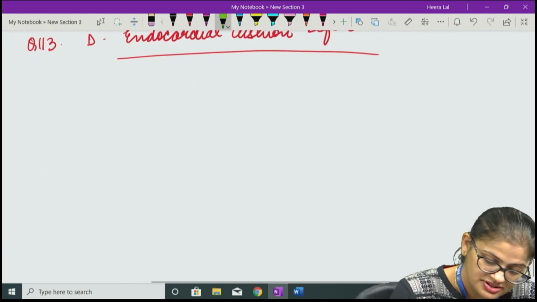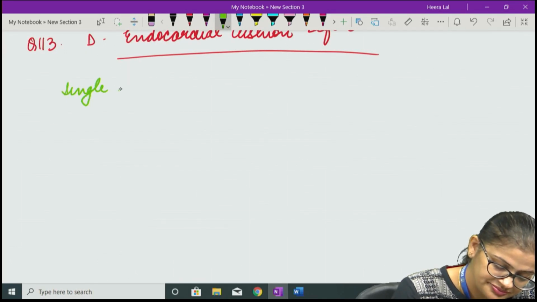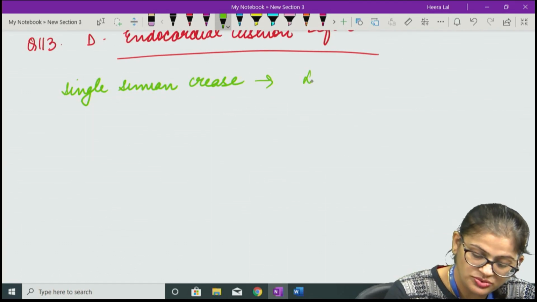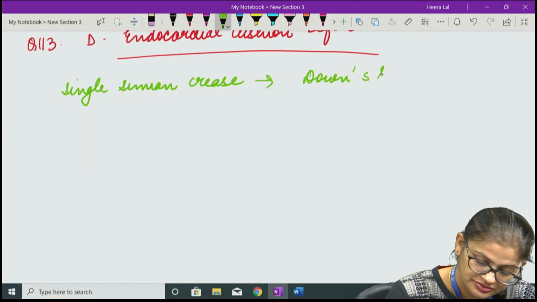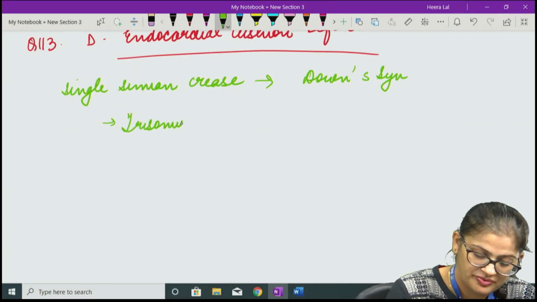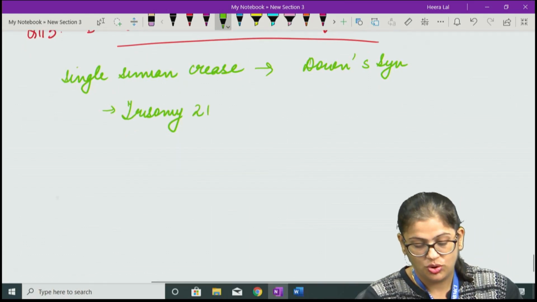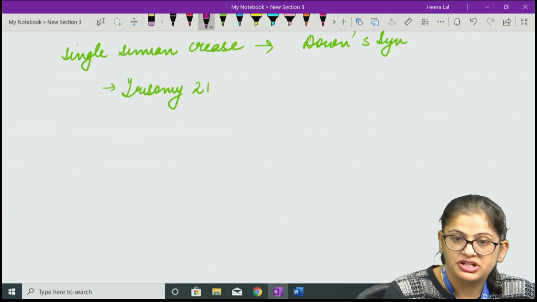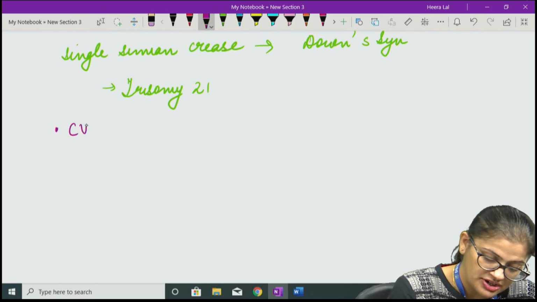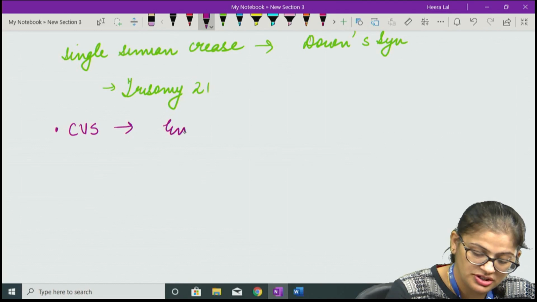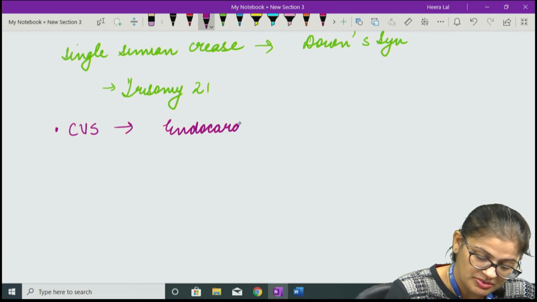What you see in this image is a single simian crease, which is seen in Down's syndrome, which is basically trisomy 21, which results due to an extra copy of chromosome 21. And a few important manifestations in Down syndrome: first, in the cardiovascular system, there may be various cardiovascular malformations, and endocardial cushion defect is one of the most common manifestations.